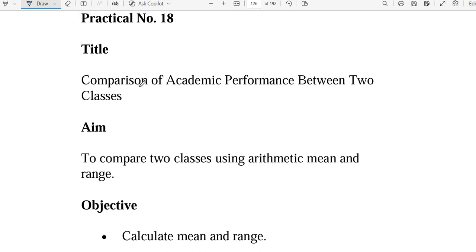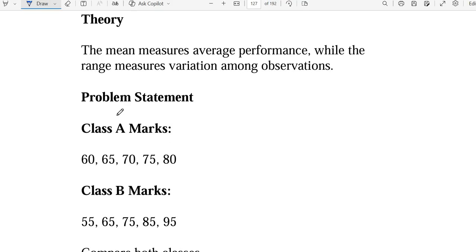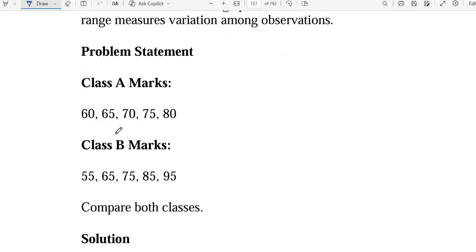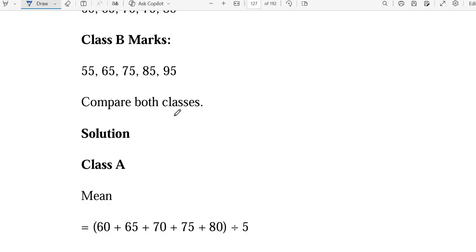Now practical number 18, comparison of academic performance between two classes. We have to compare the performance of two classes. Right? There is class A and class B, and both marks are given. 5 student marks are given. Class A: 60, 65, 70, 75, 80. Right? Class B students: 55, 65, 75, 85, 95. Correct? Compare both the classes.